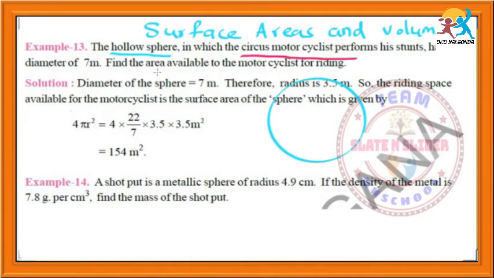Just observe one thing here. Hollow sphere in which the circus motorcyclist performs his stunts. So I think most of the students have not been seeing this one. So I will show it.